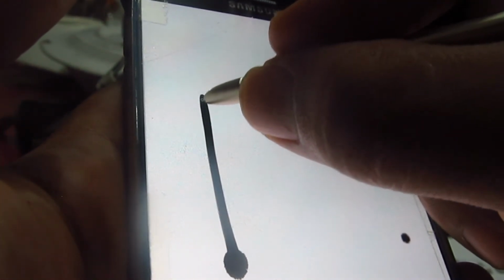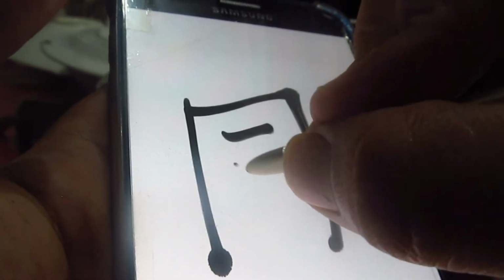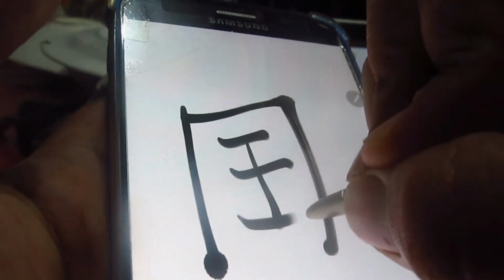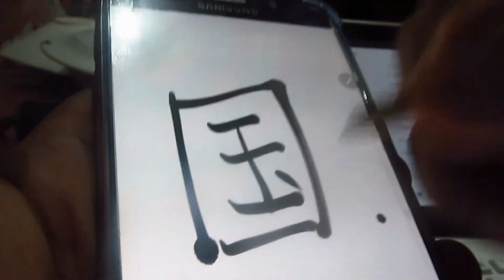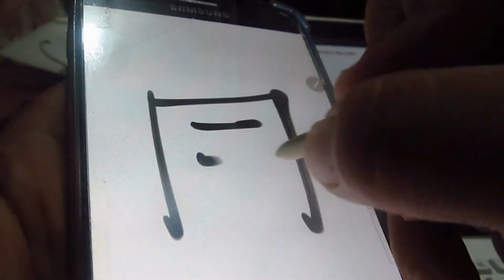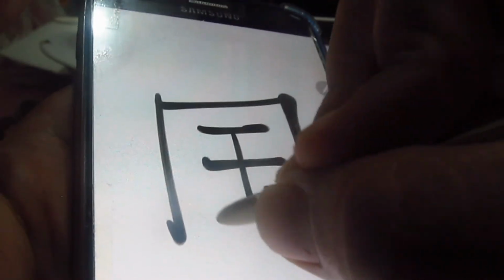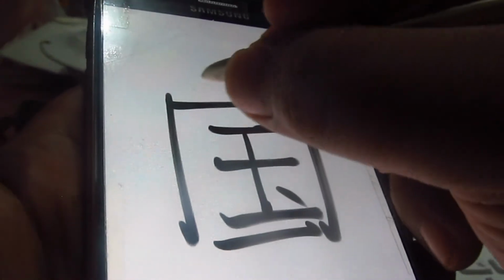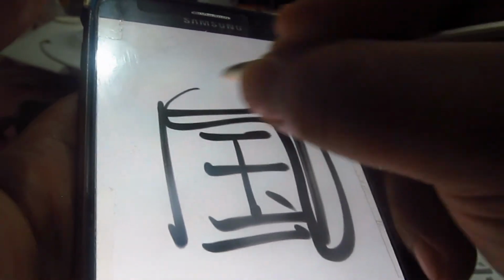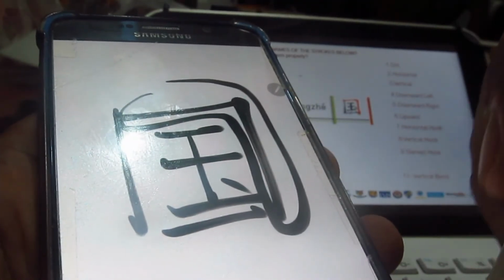Shu, hengzhe, heng, heng, shu, heng, dian, heng. Okay, again, shu, hengzhe, heng, heng, shu, dian, heng, heng. So this one is the hengzhe, or the horizontal bend.